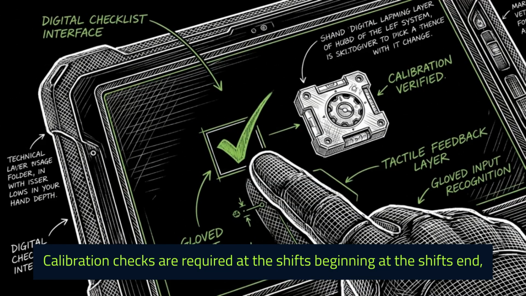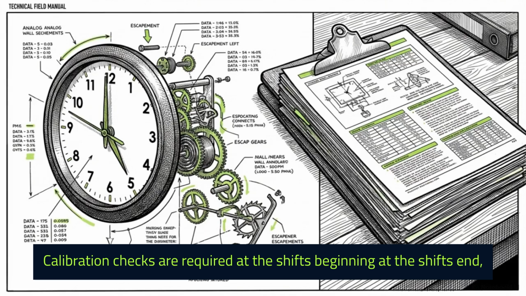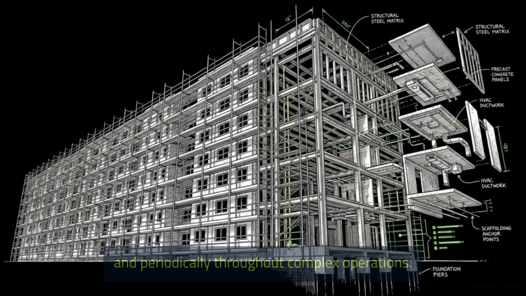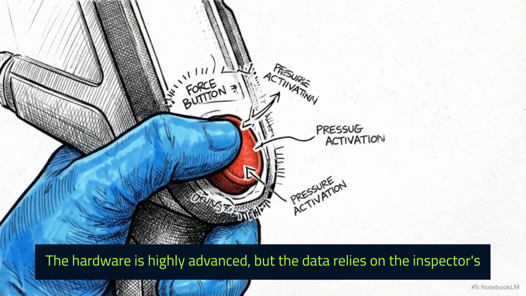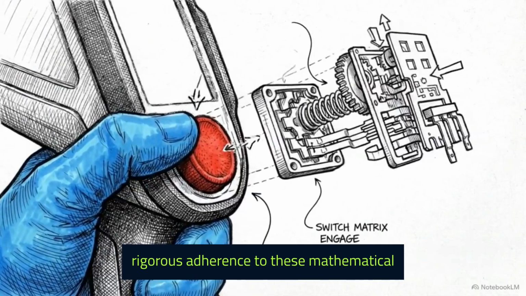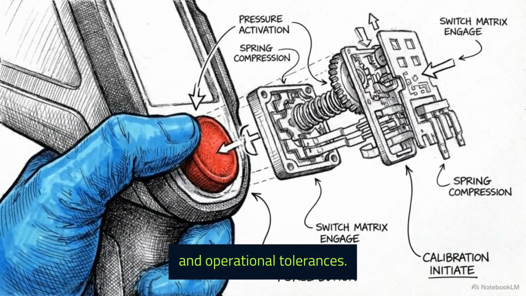Calibration checks are required at the shift's beginning, at the shift's end, and periodically throughout complex operations. The hardware is highly advanced, but the data relies on the inspector's rigorous adherence to these mathematical and operational tolerances.